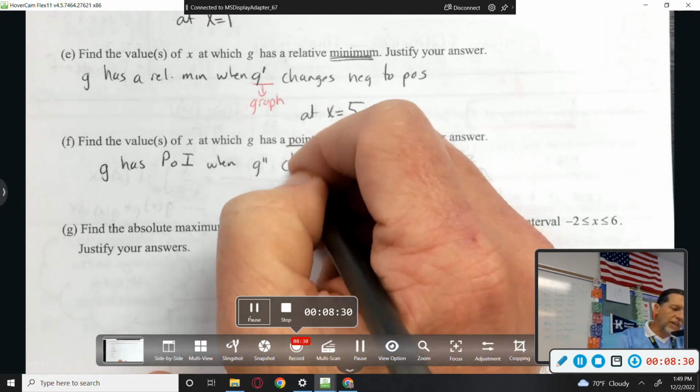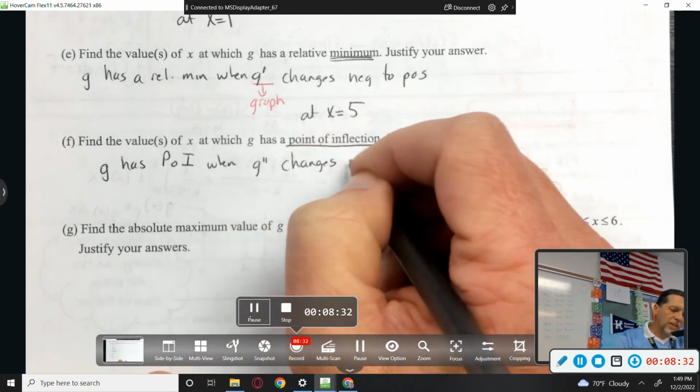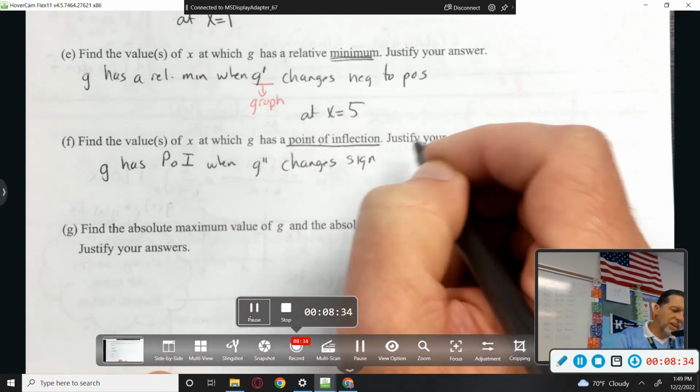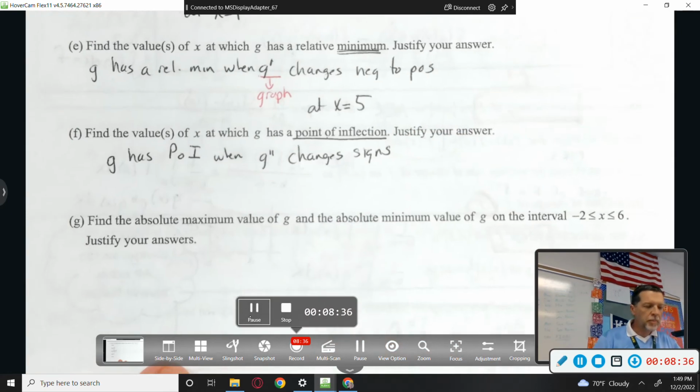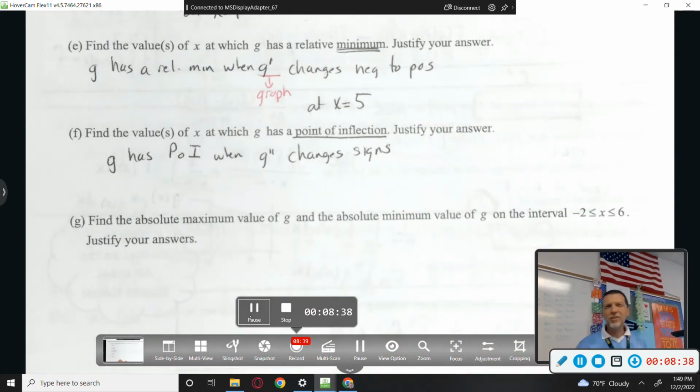when G double prime changes signs. We don't care if it's positive to negative or negative to positive. There's not two different words for that, which is a little weird because usually calculus has all this parallel stuff. For a first derivative, if it changes positive to negative, that's a max, and if it changes negative to positive, it's a minimum. But for a point of inflection there is no specific concavity. If it changes signs, it's a change in inflection.